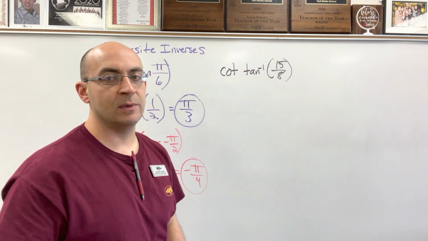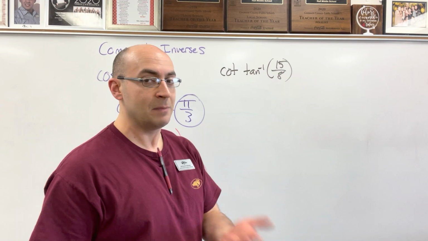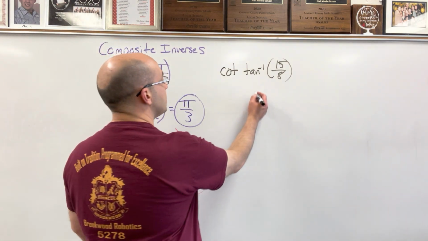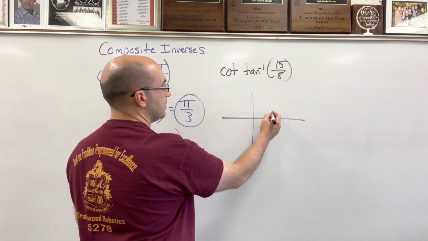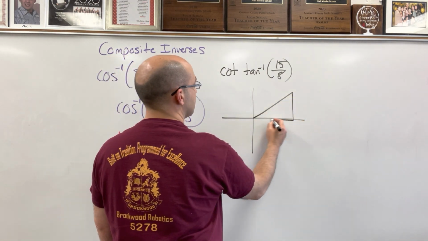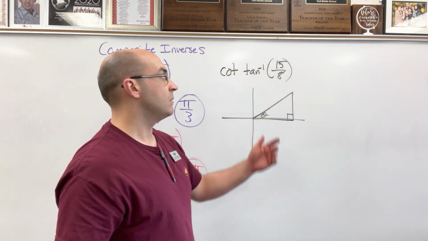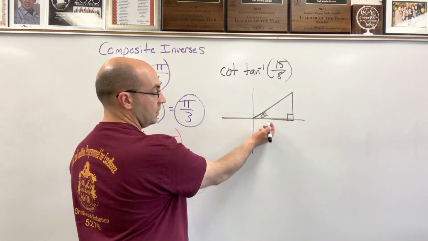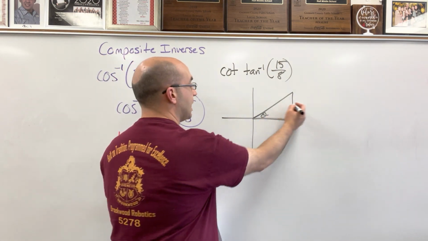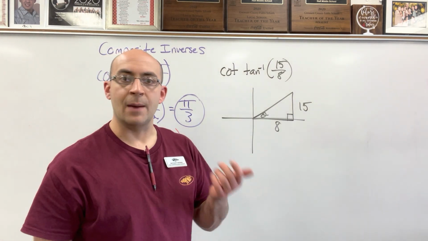It doesn't really matter too much, but I know that because 15 over 8 is clearly not a unit circle measurement, I've got to draw a triangle. So we're going to draw our right triangle, and we know tangent is positive in quadrant 1, just like everything else. Let's make our right triangle and label what tangent is. The radian measurement that makes up 15 over 8 is going to be here as theta, and tangent is opposite over adjacent.